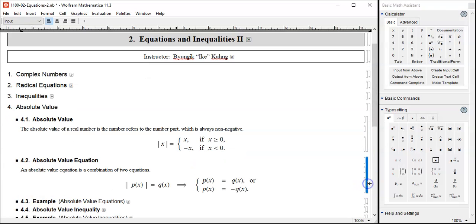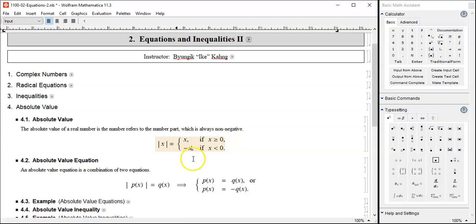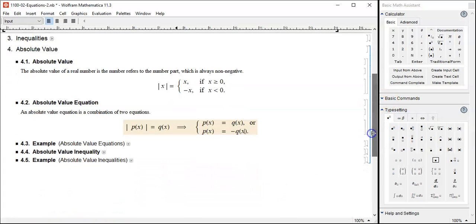Here we go, absolute value equation. You see, just like x with negative x, we have some x expression and the negative of that x expression. So P of x is one x expression that equals another x expression. So we have basically two equations combined together. Want to see an example?